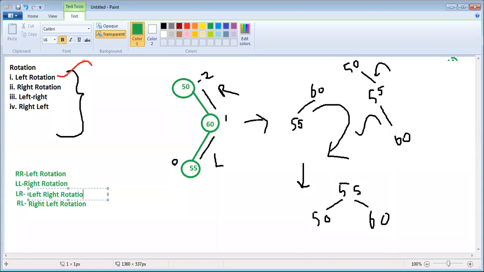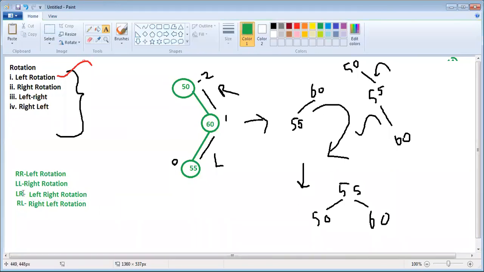Don't get confused. This order I am writing from top to bottom. Where the property is violated, from that place I am writing top to bottom. But these two rotations will be confusing you. I am just talking about bottom up: bottom, what I have to do, and up, what I have to do. Clear, guys? All 4 types of rotation, is it clear? Yes, ma'am. Okay.